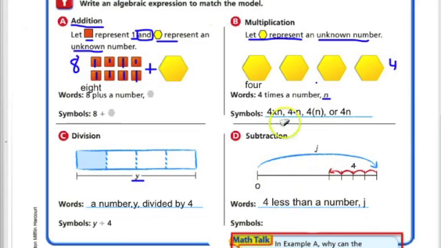And then when I write subtraction as a symbol, I need to use my subtraction sign. And then I would write J minus 4. And the 4 comes second. You have to look at that. The 4 comes second because 4 is less than J. If we wrote it the other way around, 4 minus J, that would say J less than 4. And that's not what this model represents. So we have to be careful about that.